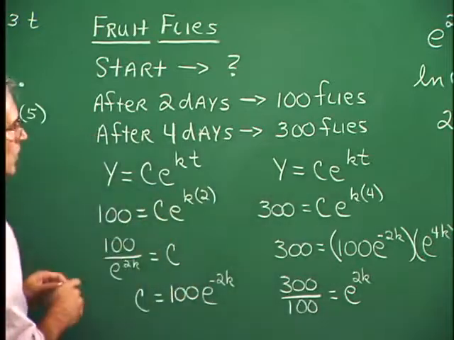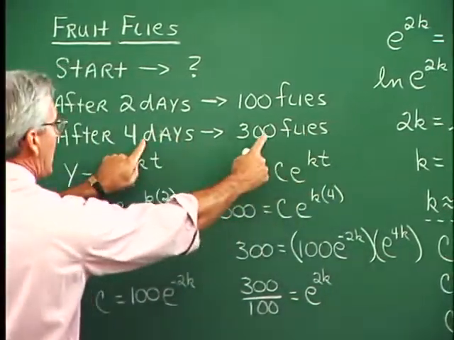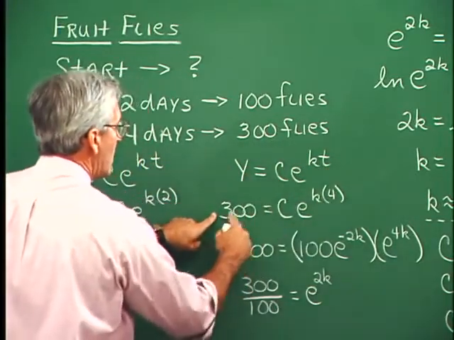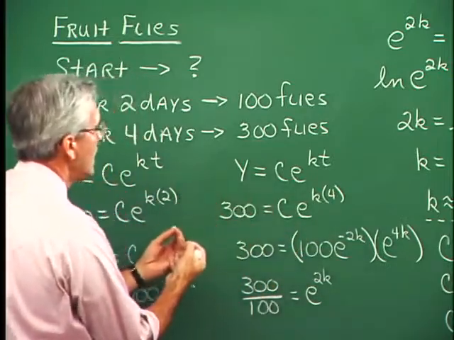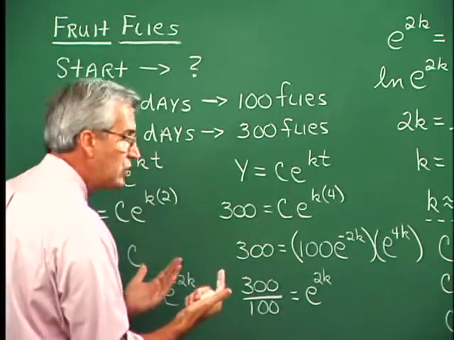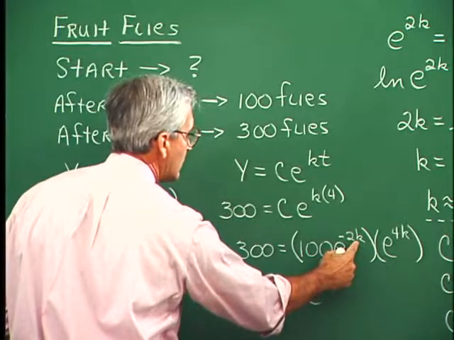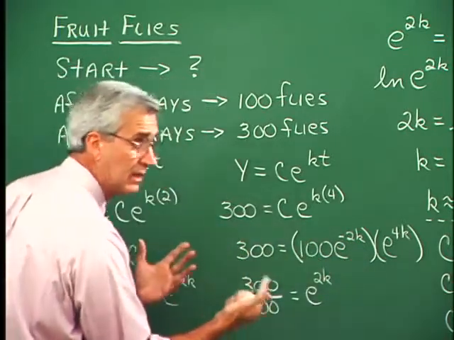Here's how it goes. We start with the basic model again. We put in the information about what happens after 4 days. That is, when t is 4, y is 300. Okay, here's the model for the 4-day period. Then we have information about c. We have a substitution for c. c is 100 e to the negative 2k. Just pop that in here and then let the smoke clear on this and solve for k.